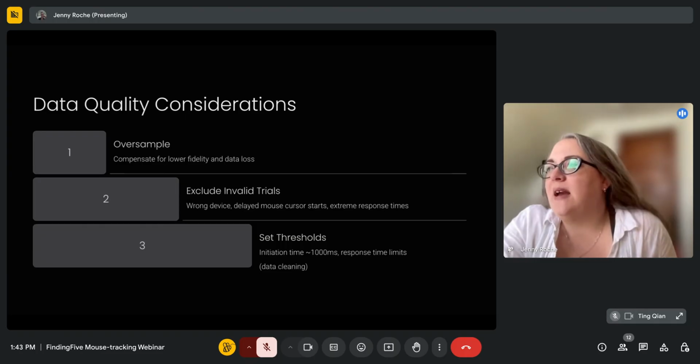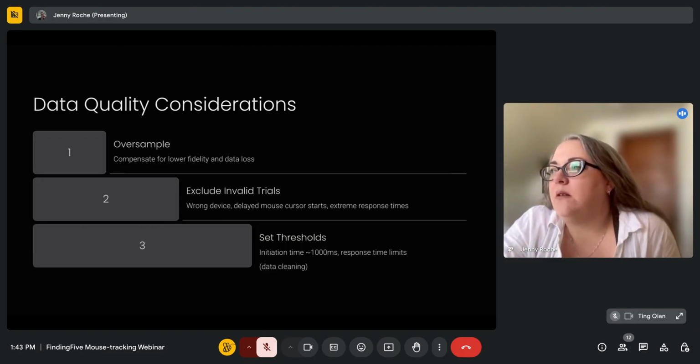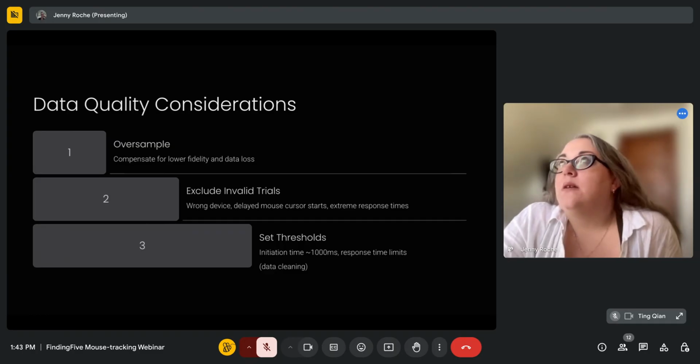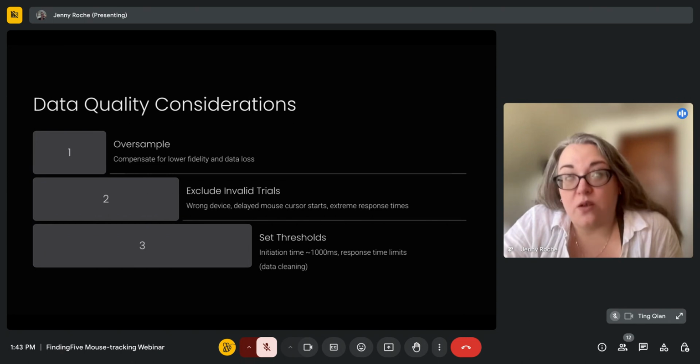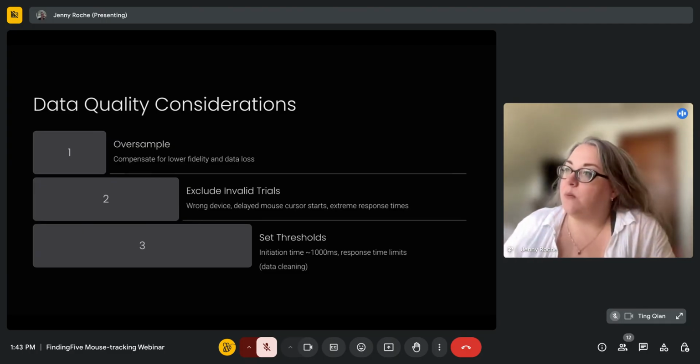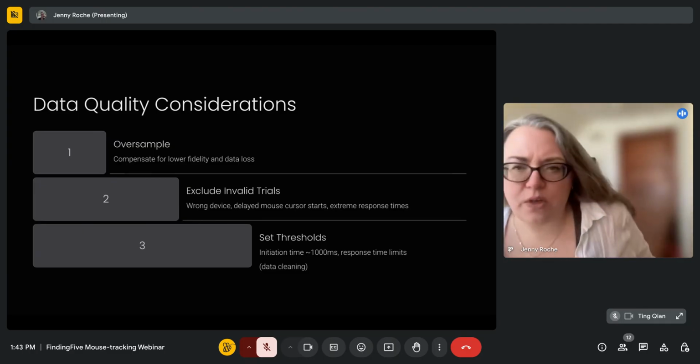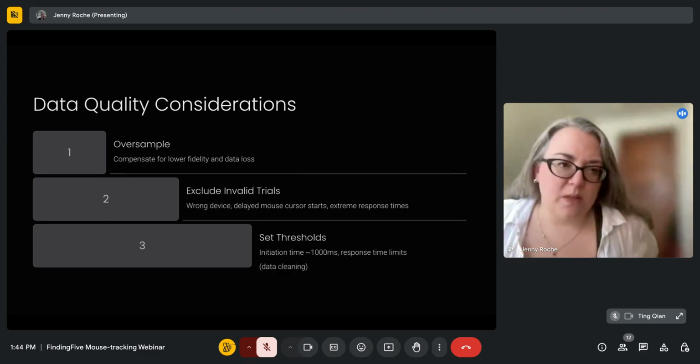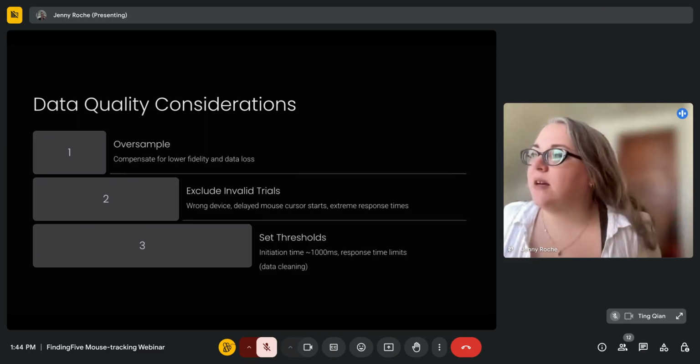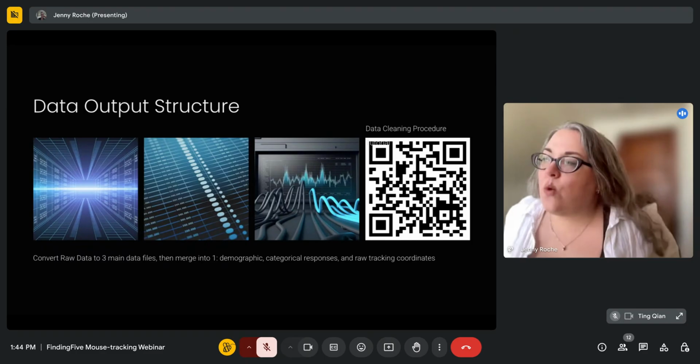Okay, and then again, setting thresholds for data cleaning. What else do we do? Anything less than 100 milliseconds, I would also get rid of in the data cleaning process, or even just by subsetting if you're using R, using some type of filter in R before you enter everything in.